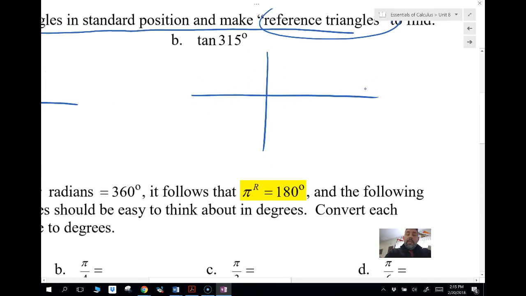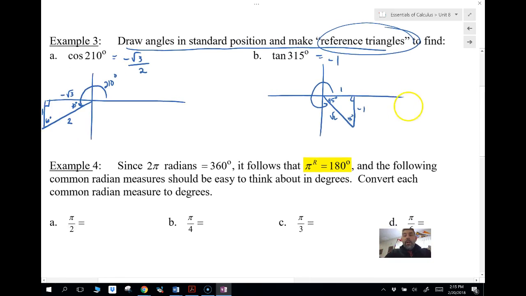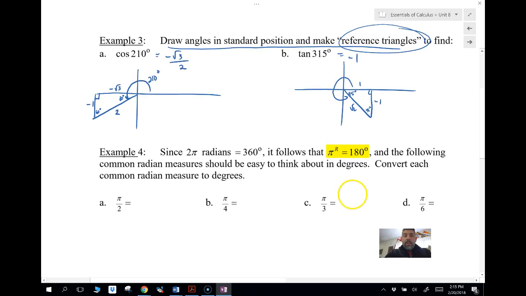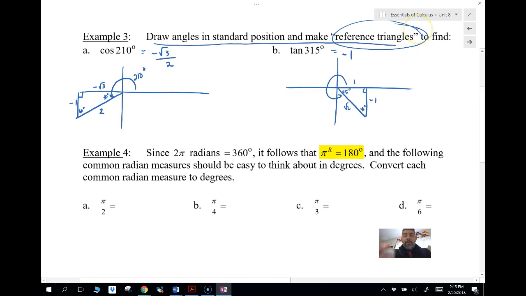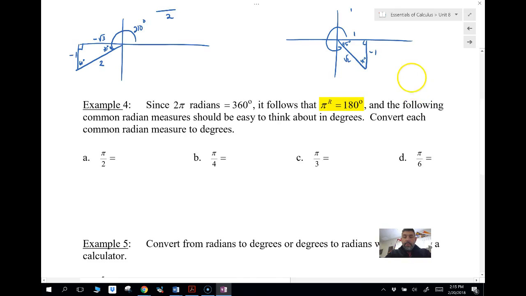All right, so 315 is going to go all the way over here. Now 315 leaves what left over? That's 45. So that's going to be 1, -1 in √2. And so tangent is opposite over adjacent, so I'm just going to have -1. Now, again, if you've learned your unit circle really, really well, you probably don't need the reference triangle because you can just use the unit circle for those types of problems.